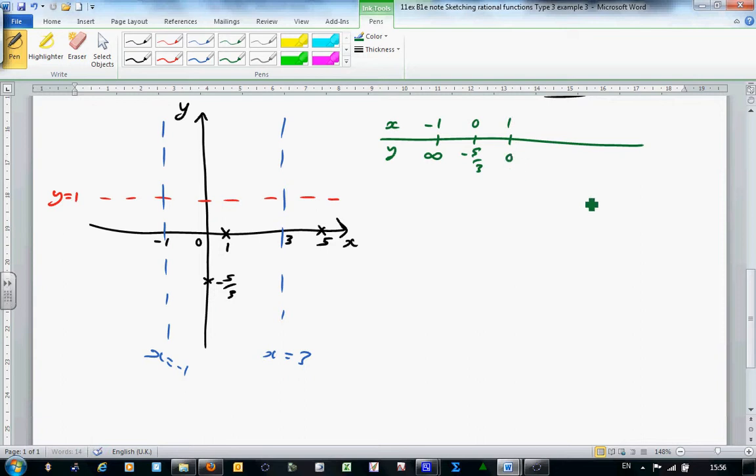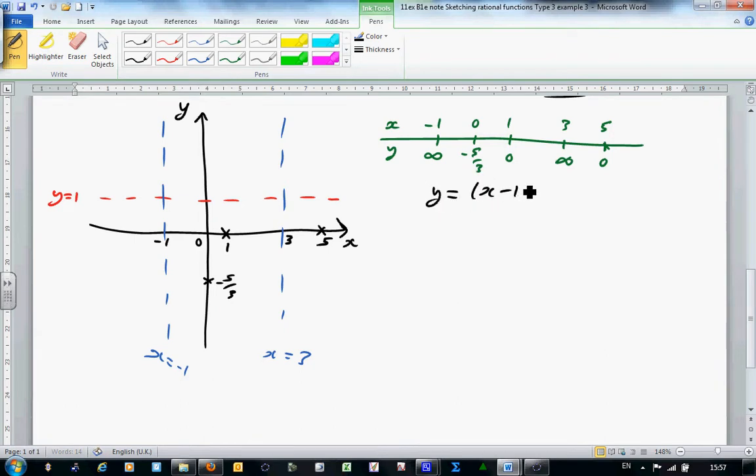So what we're going to do now is examine the pieces in between there. Now, what I'm going to do is write down the original equation, but I'm going to use the factored forms of both the numerator and the denominator.